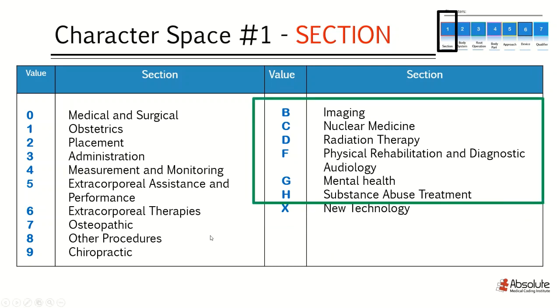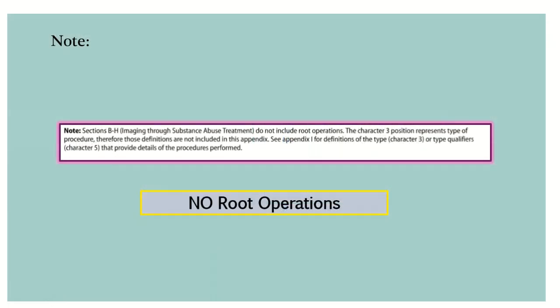Now, let's begin our discussion on the ancillary section. Before we move any further, I want to draw your attention to a note. Previously in parts 1 and 2, for the medical surgical section and the medical surgical related section, we referred to that third character space as root operations. But in the ancillary section, the third character space will be referred to as root types. All right? So I thought I would get that out of the way.